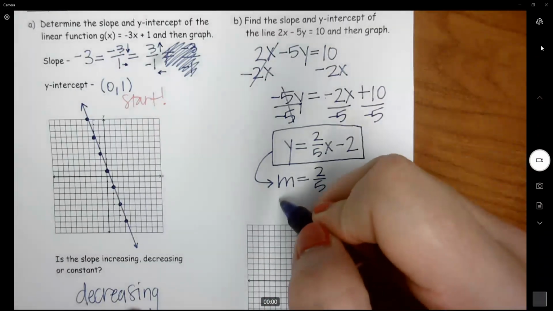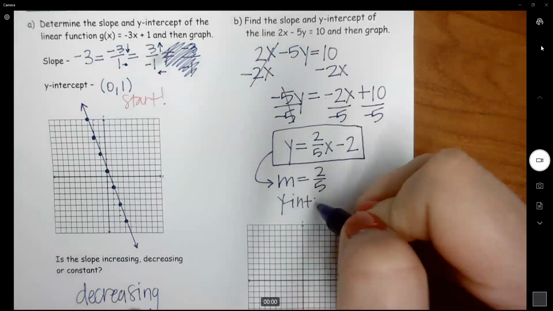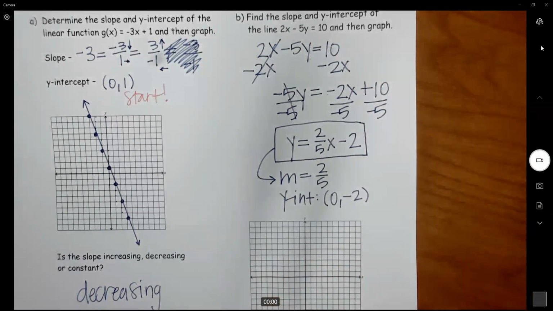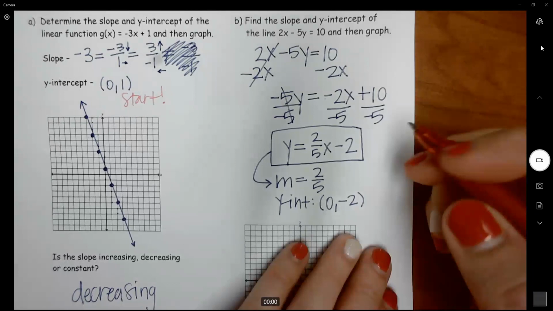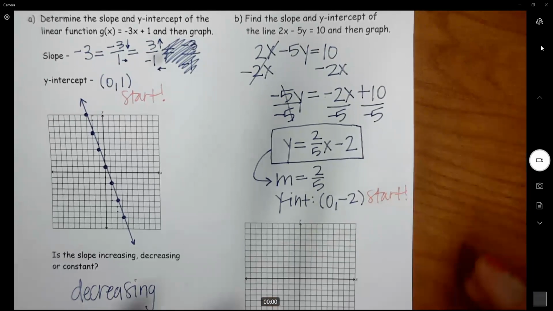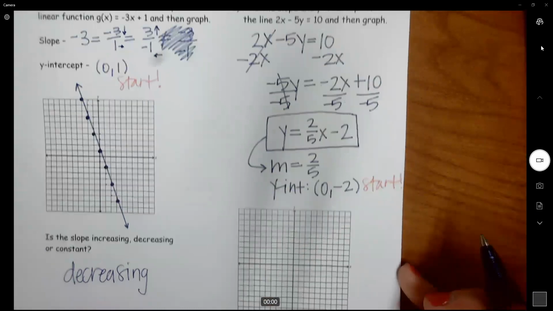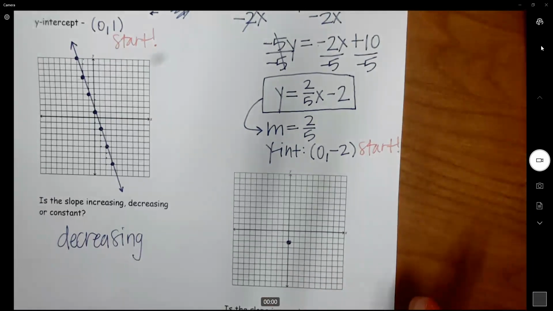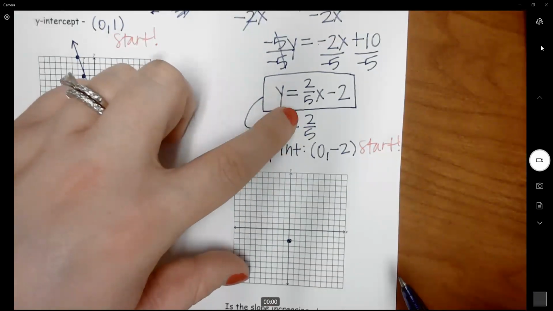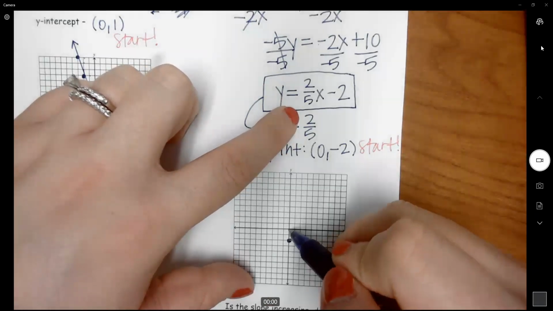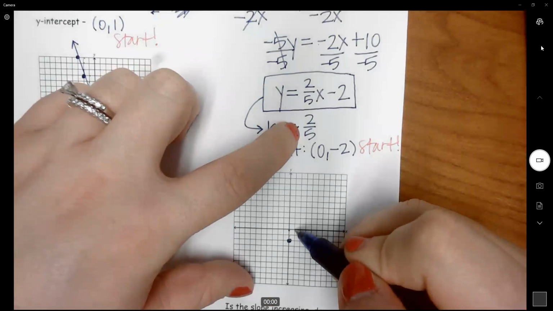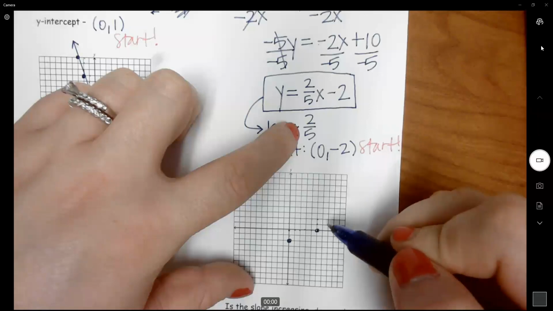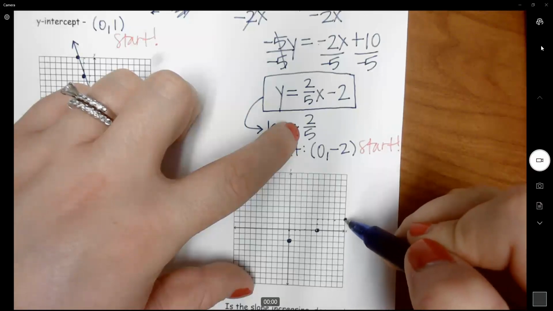And I can say that my y-intercept is 0, -2. When we graph, we are going to start right there with that y-intercept. So I'm going down here to -2. And this is my rise over run. So it's +2, which means I go up 2 and then run a +5. 1, 2, 3, 4, 5. I'm going to do that again. So up 1, 2, run 1, 2, 3, 4, 5.